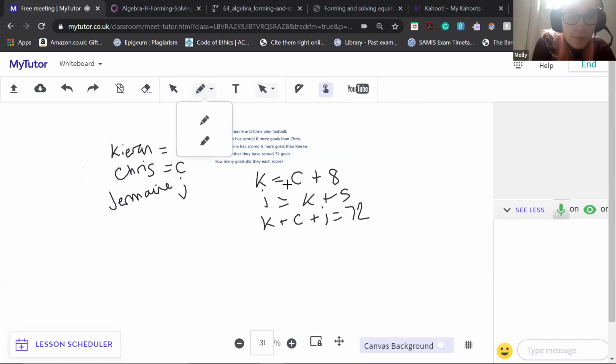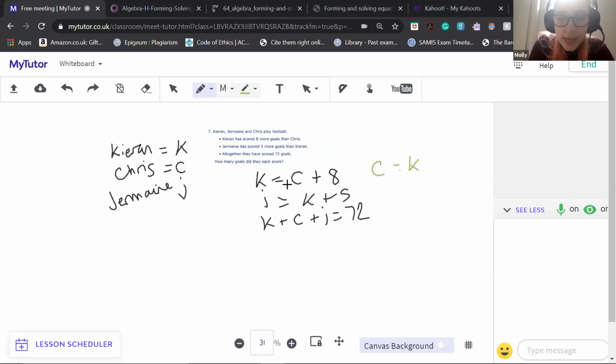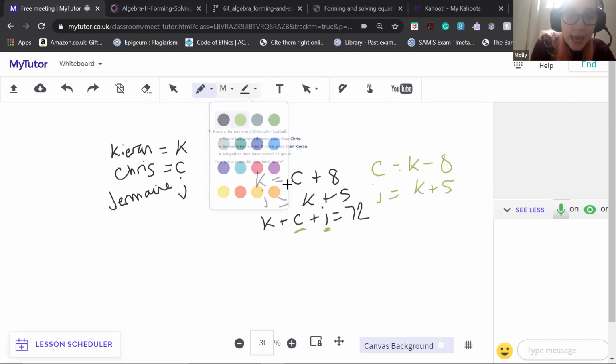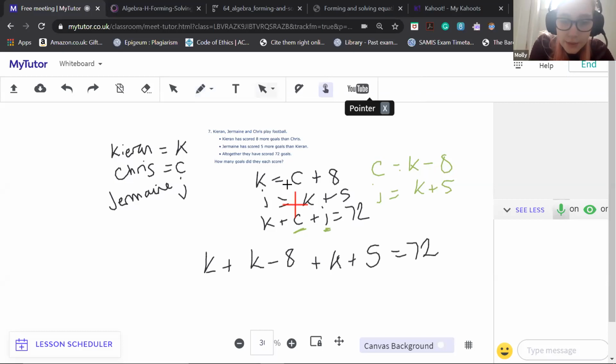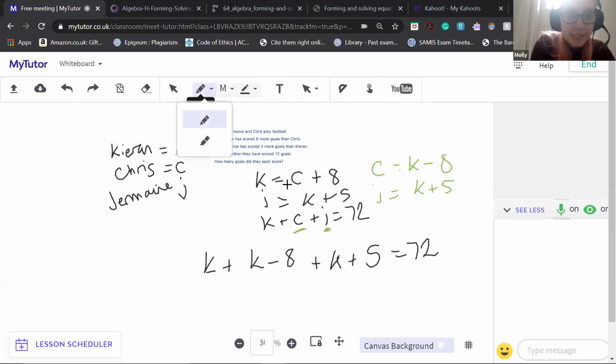So we can replace, for example, C is K minus 8, and J is K plus 5. So then we replace these here, and this becomes K plus K minus 8 plus K plus 5 equals 72. Do you see that? Instead of C, I've written K minus 8 because it's the same thing. And instead of J, I've written K plus 5 because it's the same thing.